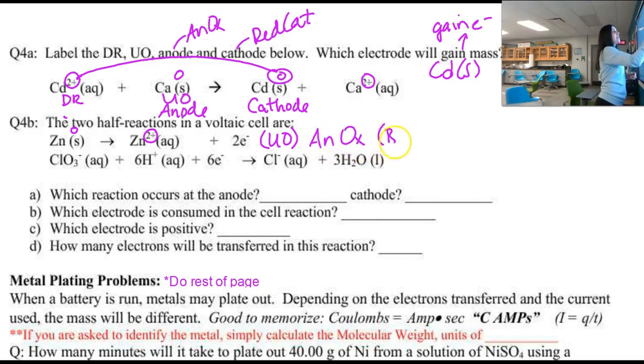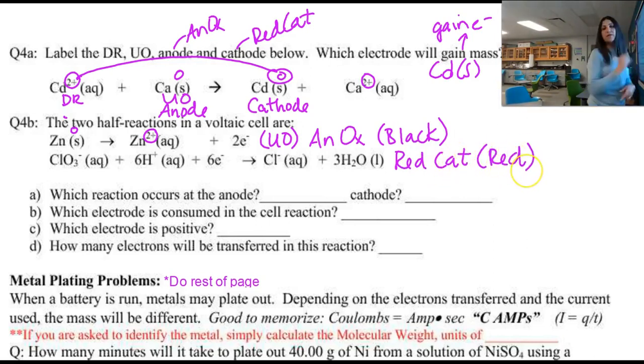And remember, just in case you need to do the connection, that would be your black wire. So that means that this must be my red cat, and again, that would be your red connection. All right, so our anode should be our zinc. And our cathode is probably more than likely going to be our chloride, our Cl-.